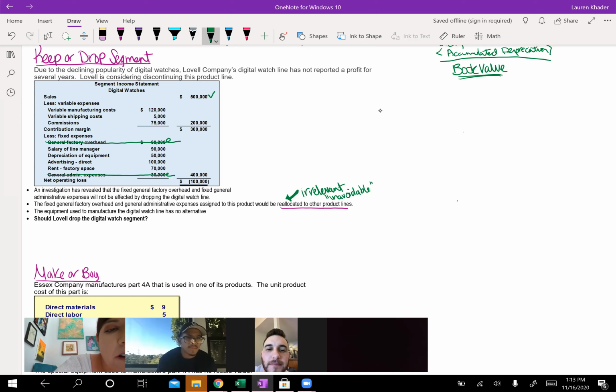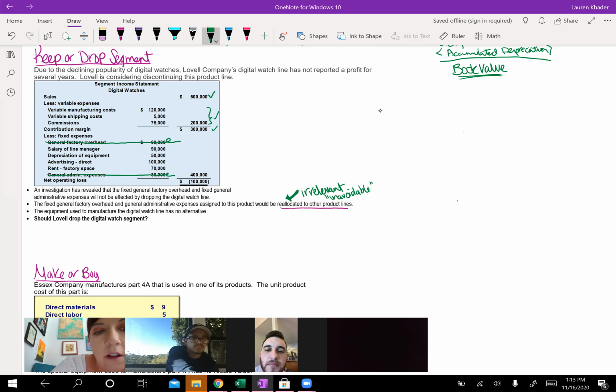For variable costs, manufacturing costs, shipping costs, commissions, if we keep the segment, will we incur these costs? Yes. Right? Because it's variable in nature. If you have the sales, you're going to have these variable costs. If you drop the segment, will you incur these costs? No. So we know those are relevant. And by default, contribution margin is going to be relevant. The excess of sales after subtracting variable expenses.